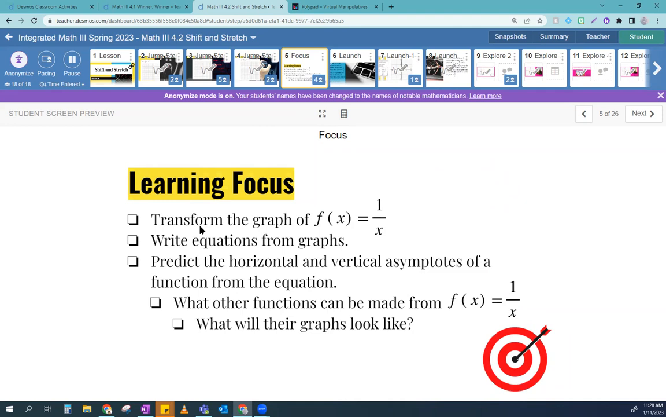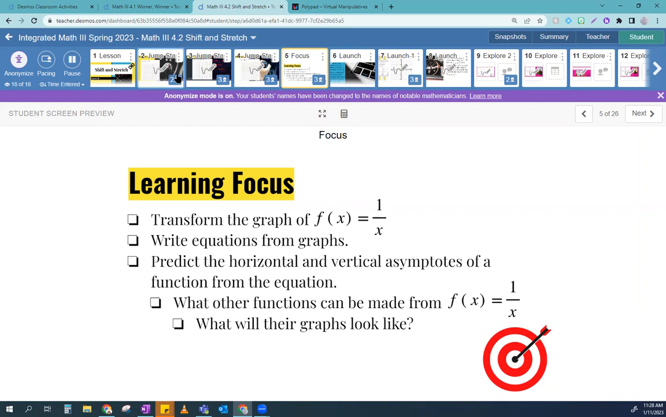So today, you should be able to transform the graph. Transform means you're shifting, you're reflecting, you're stretching. Okay. And another word for shift is translate. Translate. Move left and right, up and down. That's translating. Okay. You should be able to write the equation from a graph.